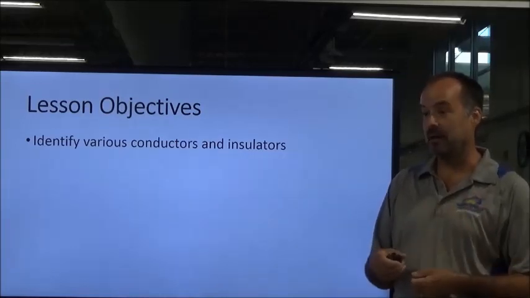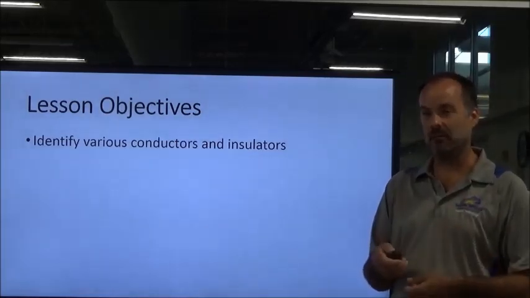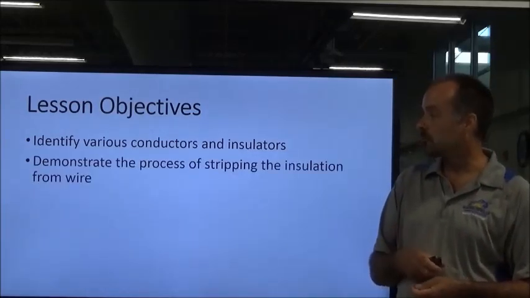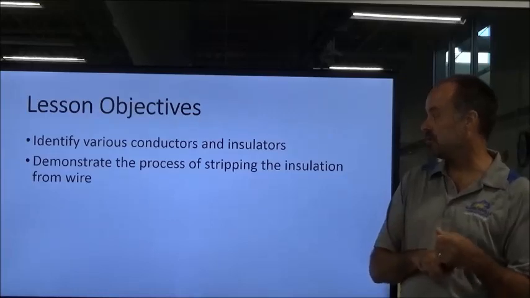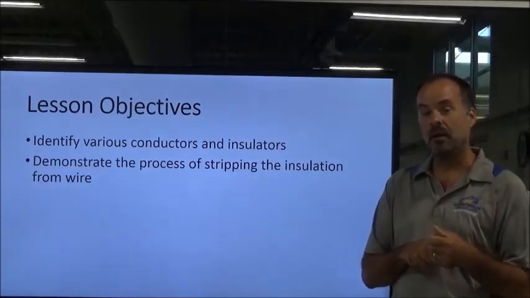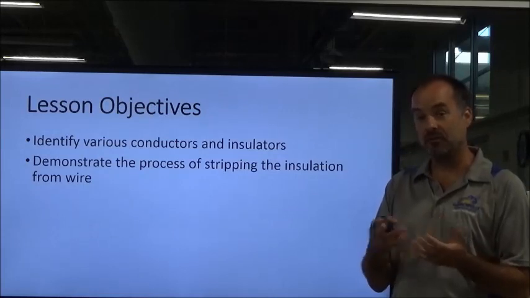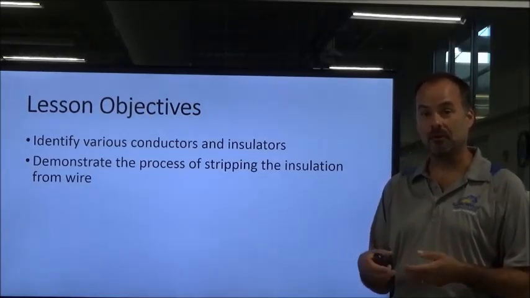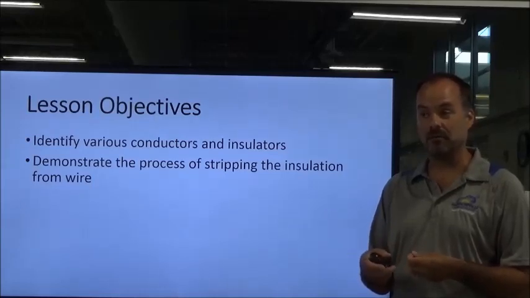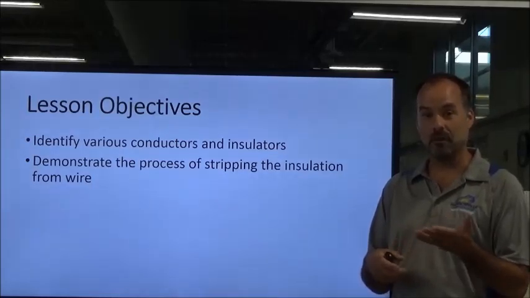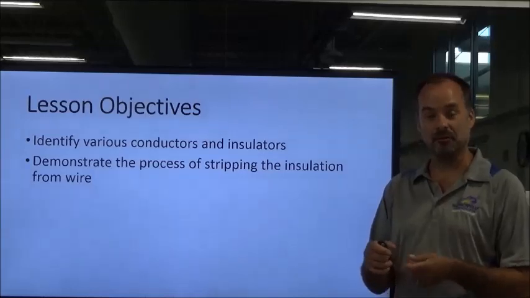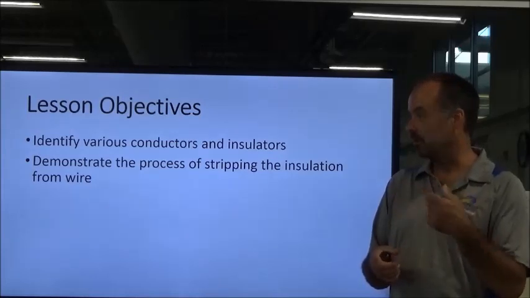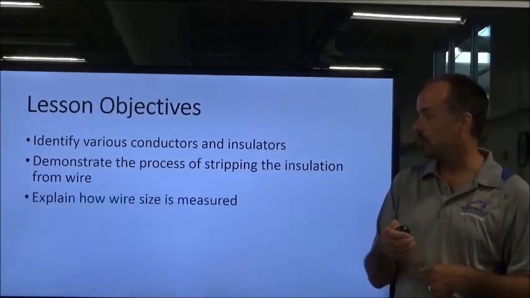But you'll find out in the text some different types, some basic types of wires and insulators that are in use. We're going to demonstrate the process of stripping the insulation from a wire. This is something that sounds simple, but you need to be careful when you do it. If you do it improperly, you could actually damage the wire, which makes it harder for it to carry the current that it's supposed to carry, because you've actually peeled some of the wire material away. So we're going to delve into that a little bit more.